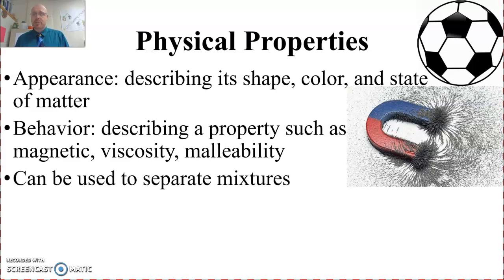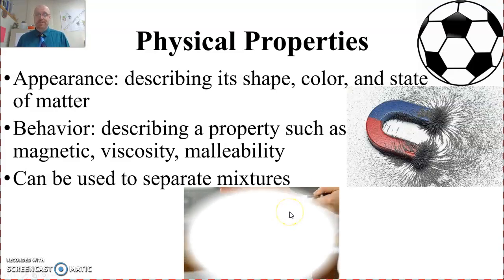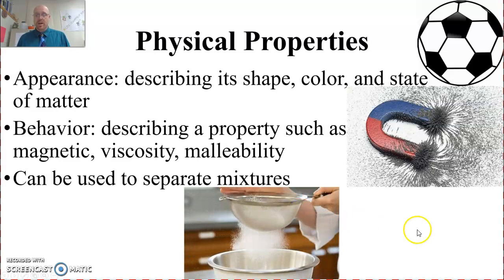Physical properties can also be used to separate mixtures. Remember, a heterogeneous mixture, these are things that are mixed together, but there's no chemical bonding, there's no compounds being formed. And so we can use physical properties to take apart mixtures. For instance, it shows someone here sifting flour, getting out different impurities and things of that nature. That would be using the physical property of the size of the object.